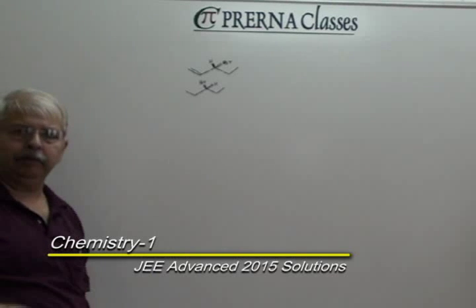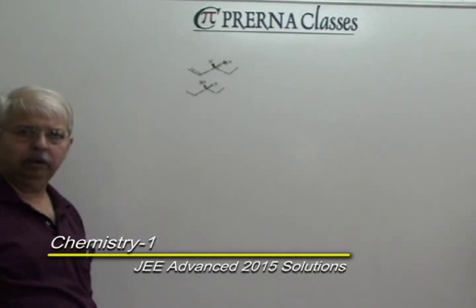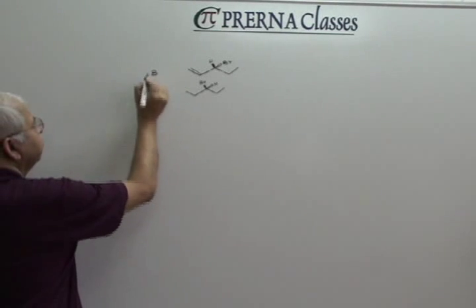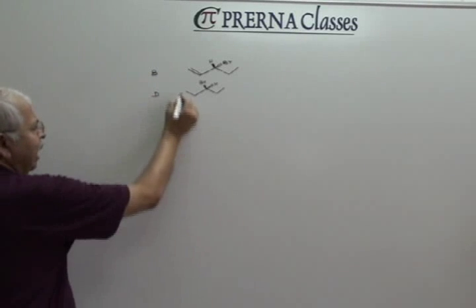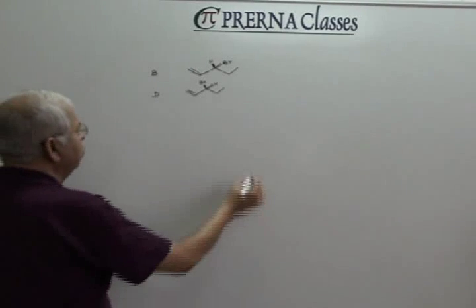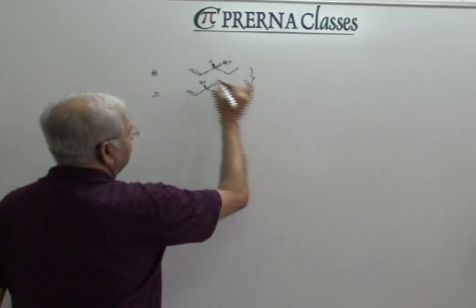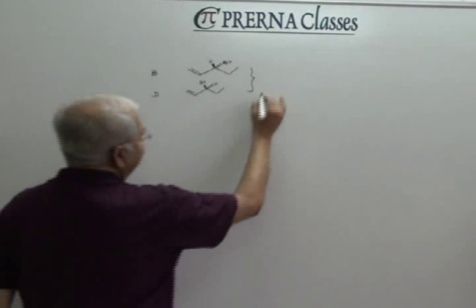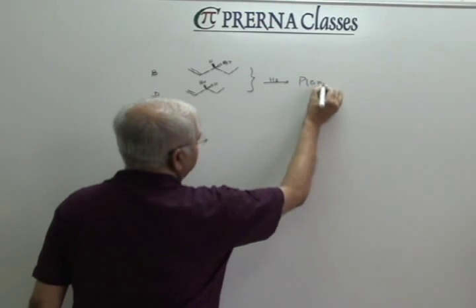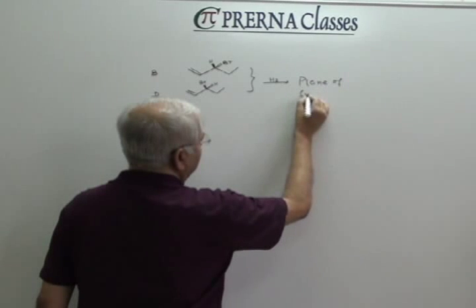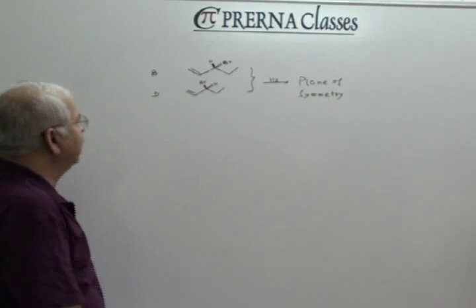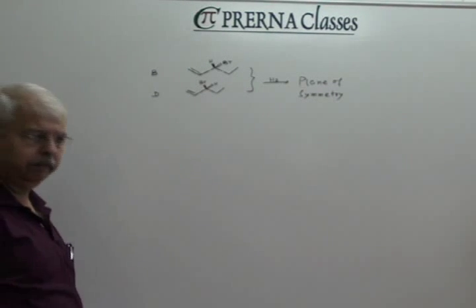Compound which on hydrogenation will give you an optically inactive compound. Now these are the two, B and D. This on hydrogenation will give you a compound that has a plane of symmetry. So the correct options are B and D.